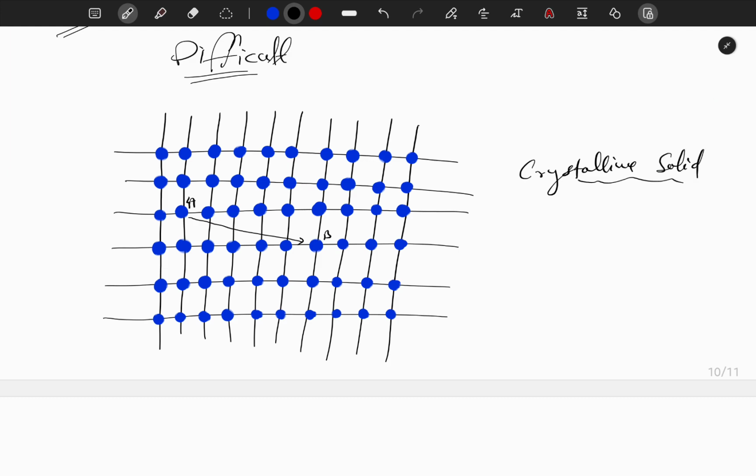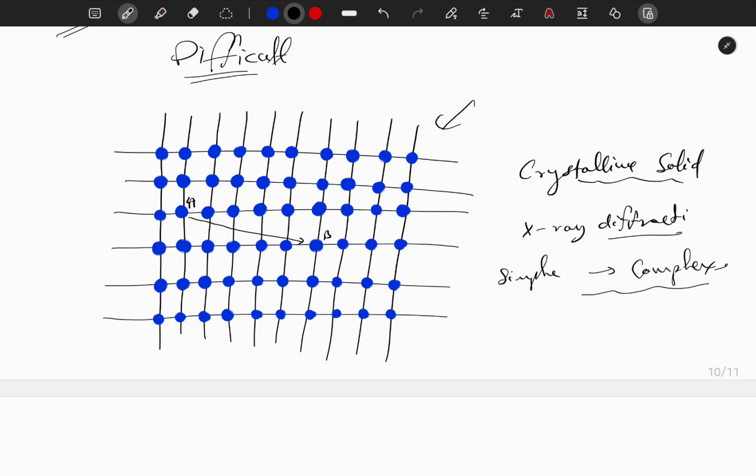Crystalline solid. The pattern of atoms in a crystal is found by X-ray diffraction. We do this experimentally, and the X-ray diffraction pattern has been worked out for most simple crystals and also for some fairly complex crystals. So it is done for a lot of crystals, and we found the arrangement of atoms using this technique of X-ray diffraction.